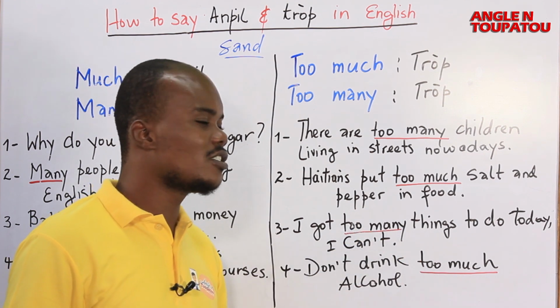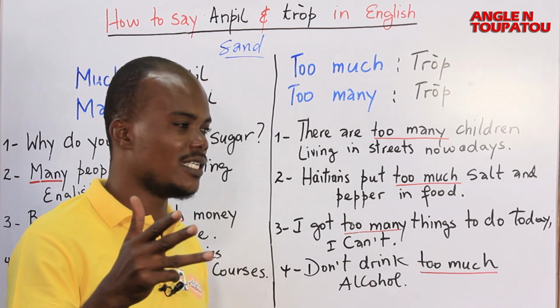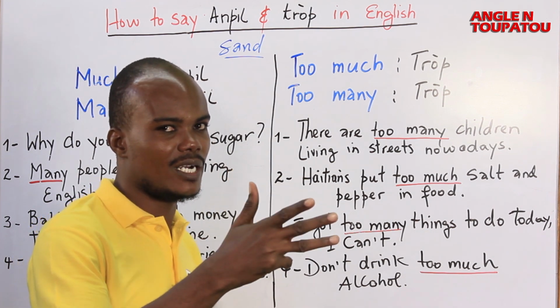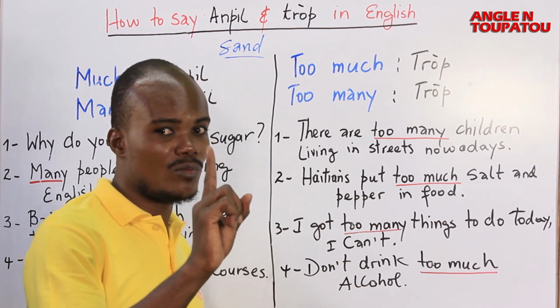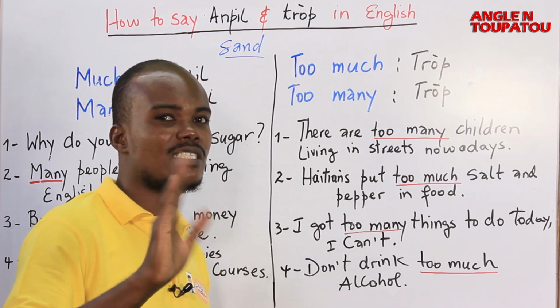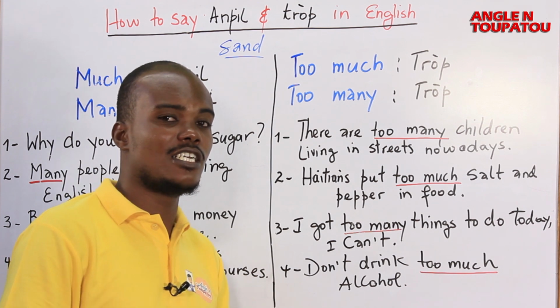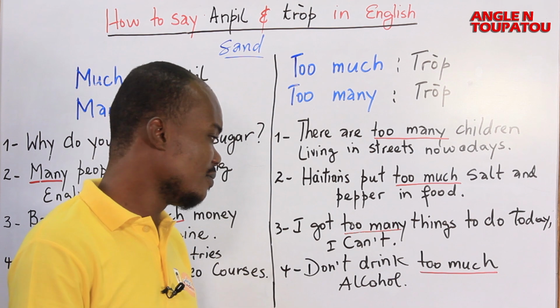Too many things because I can say 1 thing, 2 things, 3 things, 4 things. Good.